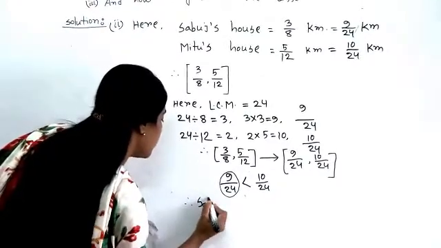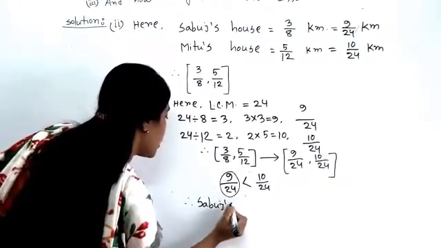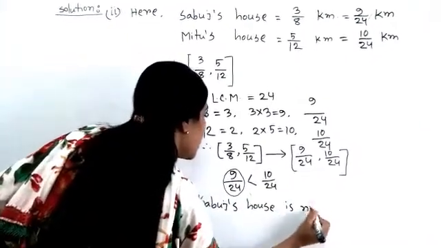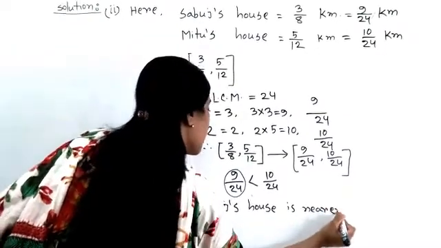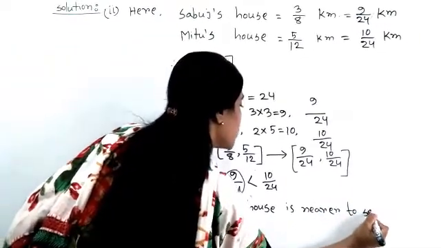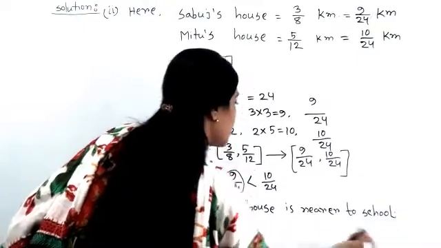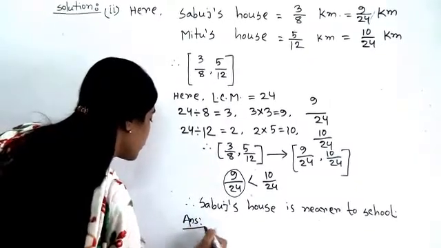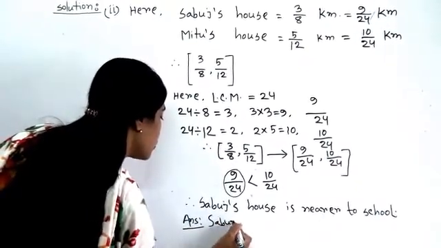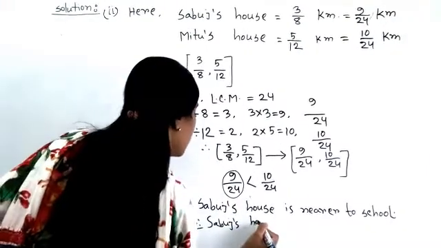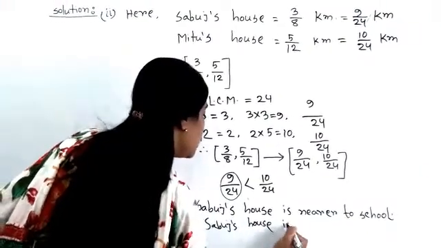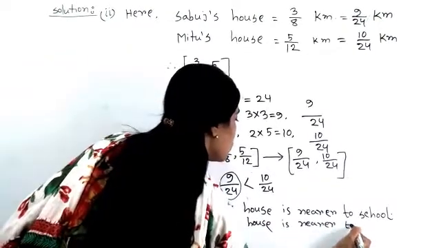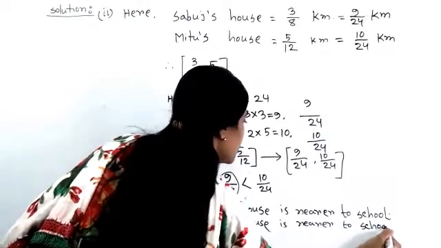So I can say Shobu's house is nearer to school. Answer: Shobu's house is nearer to school.